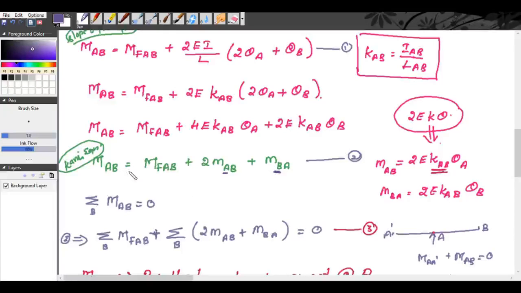If it is MAB, it is the moment at A when the far end is B. So both these are contributing for the moment at A. And this is the rotation due to theta A and this is due to theta B. That is the meaning of that.